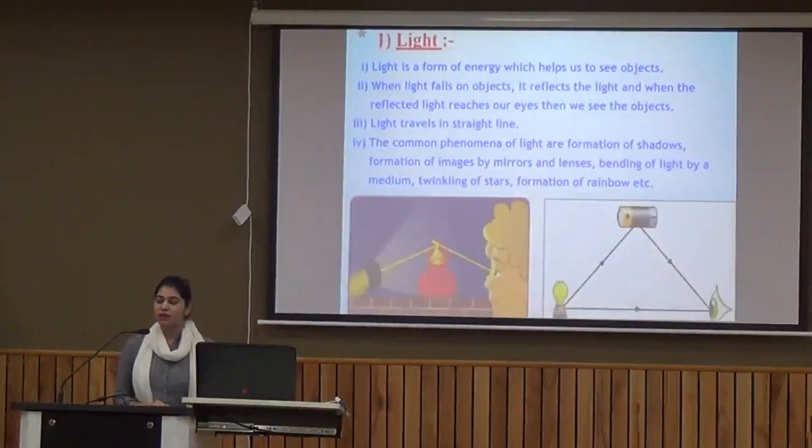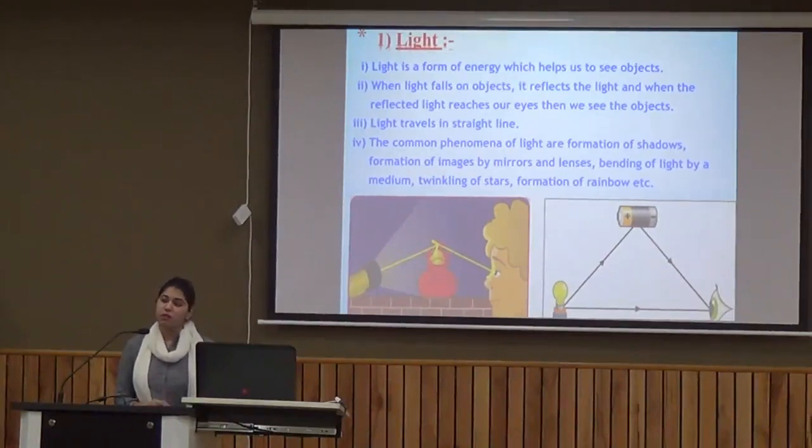Now previously we have studied the chapter Light and we know certain characteristics of light. For example, light is a form of energy which helps us to see objects. Whenever light falls on an object, it reflects the light, and when the reflected light reaches our eyes, we see the objects, which is basically the concept of reflection of light. Light travels in a straight line, also known as the rectilinear propagation of light.